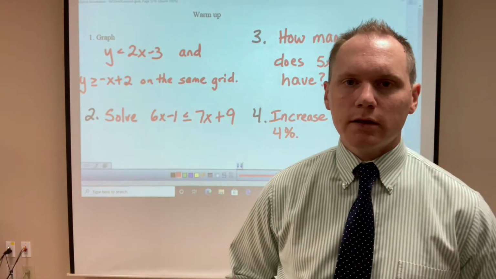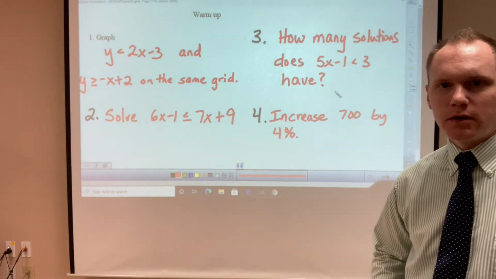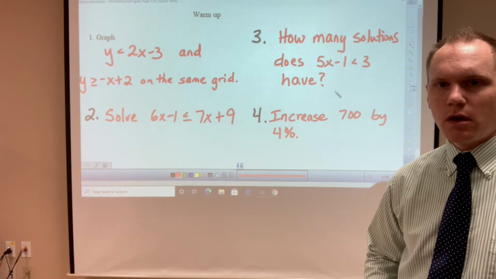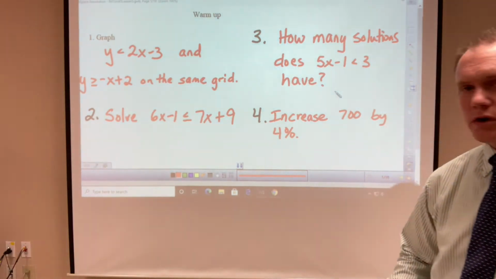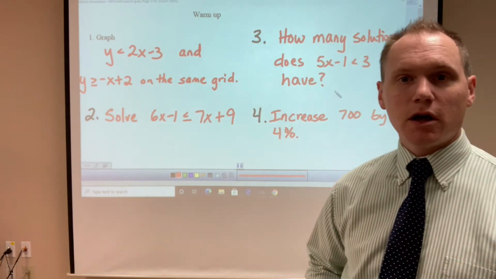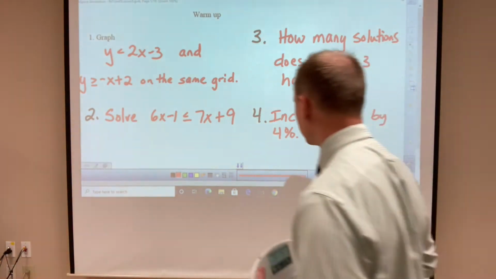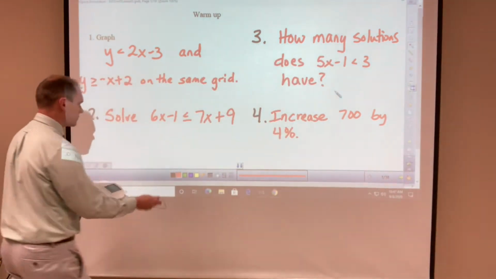But before we do that, let's go ahead and do our 4 warm-up problems for today. So take a second and do those. All right, in number 1 there, we're going to come back to this one and look at the graphs of these, because that's really going to help us get into what we're going to do today. Let's go ahead and do number 2 first, and then kind of work our way from there.